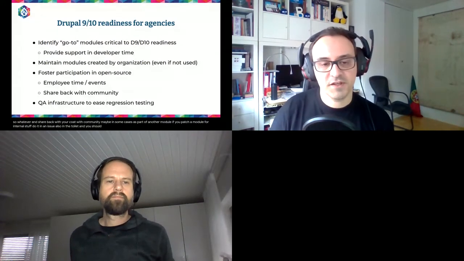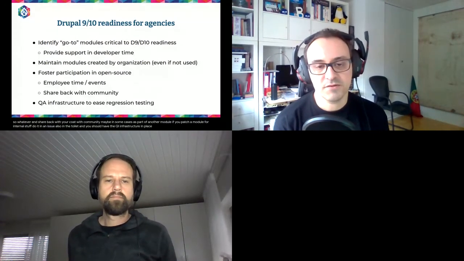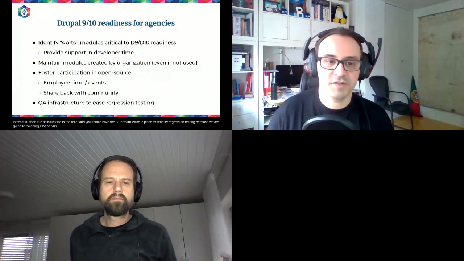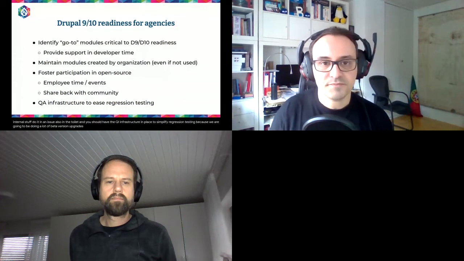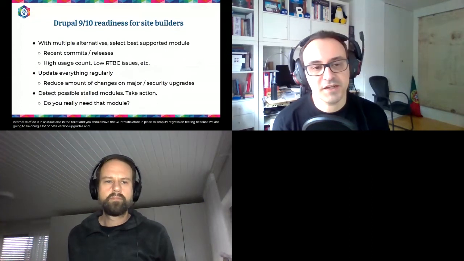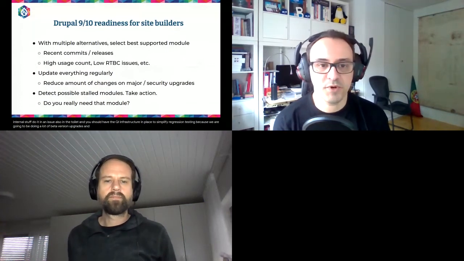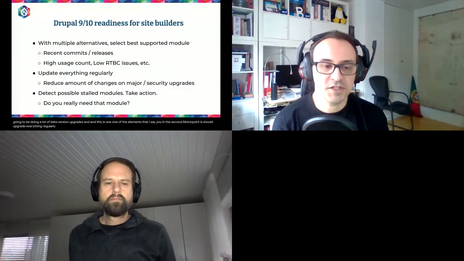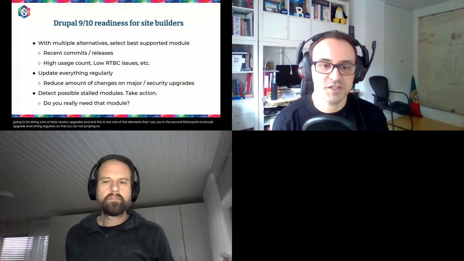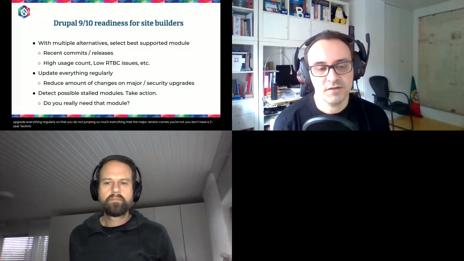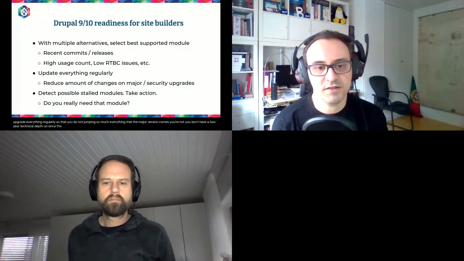And you should have the QA infrastructure in place to simplify regression testing, because we are going to be doing a lot of major version upgrades. And this is one of the elements that I say here in the second bullet point, is you should upgrade everything regularly, so that you're not jumping so much every time that the major version comes. You don't have a 2-year technical debt since the last time that you upgraded the site to the latest releases of everything.